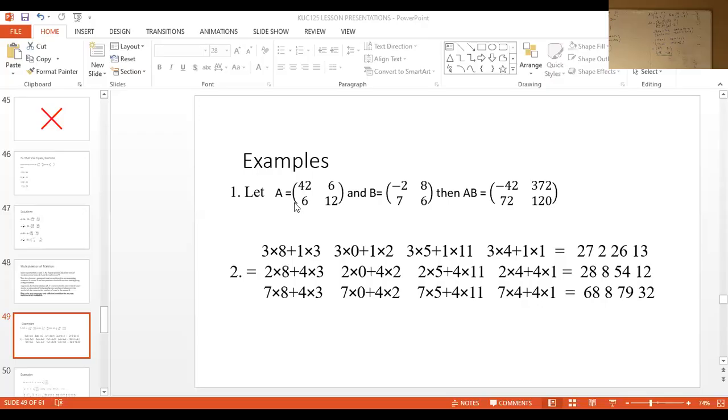So suppose we have a matrix A as 42, 6, then 6, 12, and B as negative 2, 8, 7, 6. Let us get the matrix product AB.